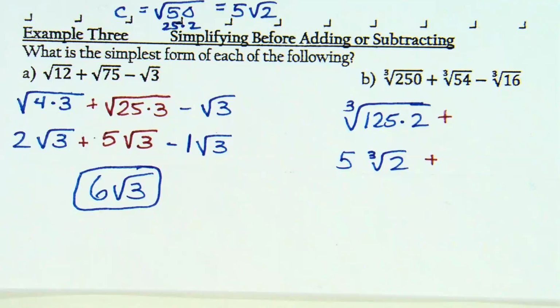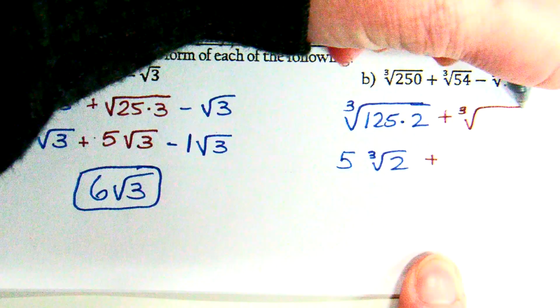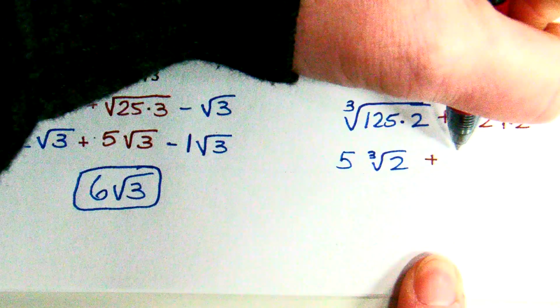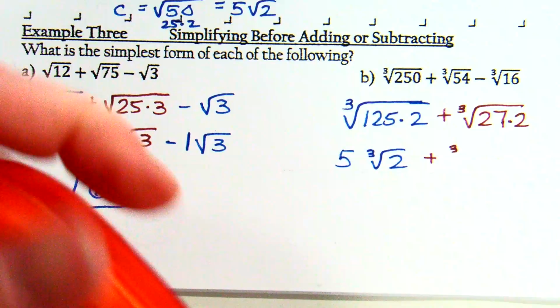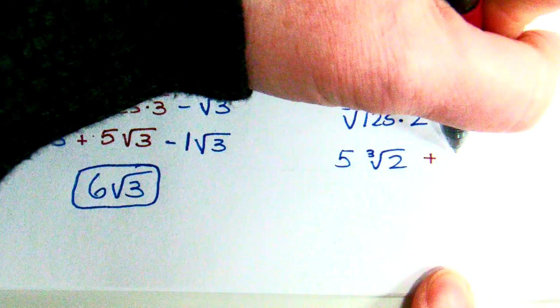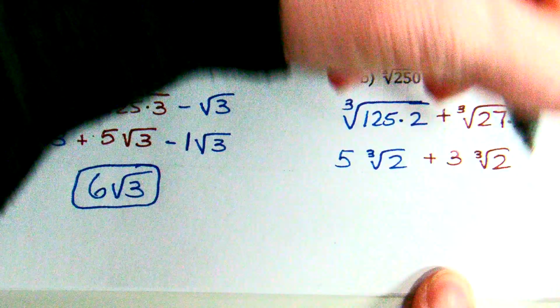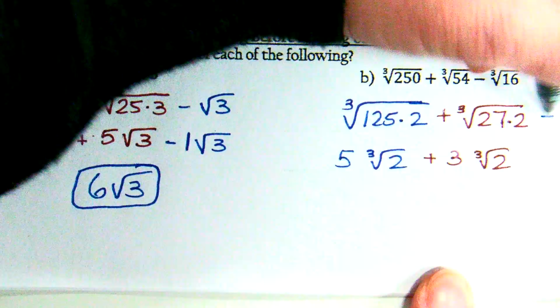Cube root of 54. Is it a perfect cube? No. Can 54 divide by either 27 or 8? 54 divides by 27. So I'm going to write it as the cube root of 27 times 2. Cube root of 27 is 3, so it's going to be 3 cube root of 2.